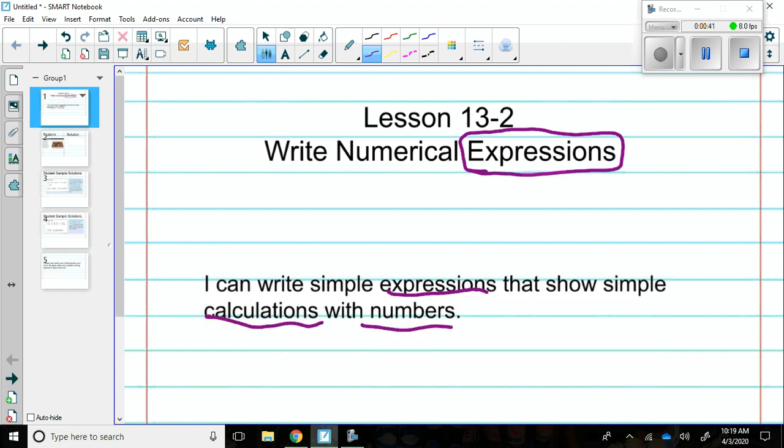numbers. Go ahead and pause the video and push play when you are ready to continue. Make sure that you write the lesson number, the title, and the I can statement on a new page in your notebook.